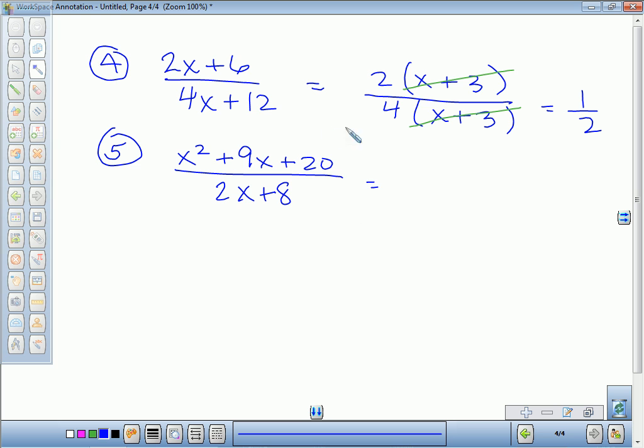Okay, so do you see why last night's homework was important? Yes. How does the numerator factor? What does it factor to? 5 and 4, good. What can you multiply to get positive 20 that you can add to get positive 9? X plus 5 times x plus 4.